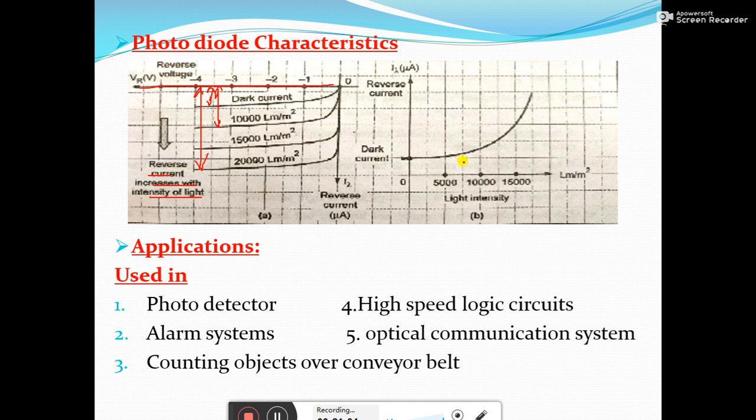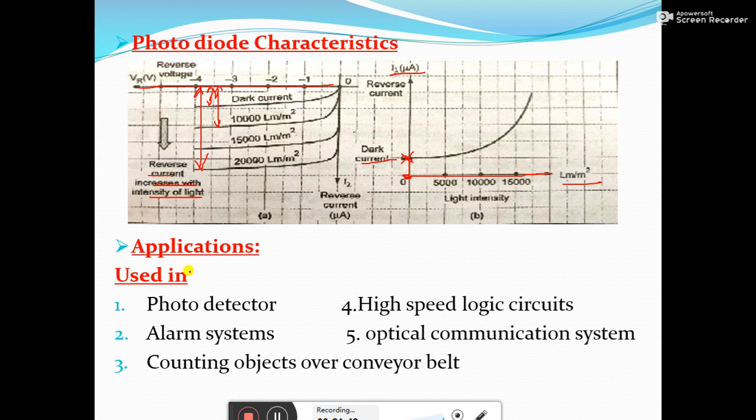So the same is observed here. This is the graph where we are plotting I lambda, that is the reverse current, against the intensity of the light. As you can see here, as the intensity of light is increasing, correspondingly the reverse current is also increasing. This is the point where a very small current will flow in the absence of light energy, that is, at this point the light intensity measured is 0 lumens per meter square. This very small current that flows is referred to as dark current. So as we increase the intensity of the light source, we get an increase in the reverse current.